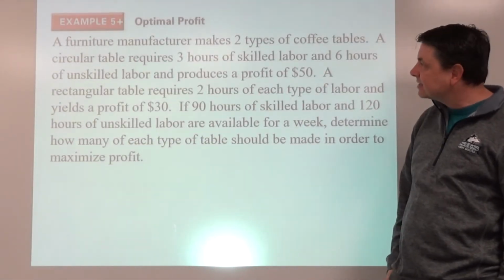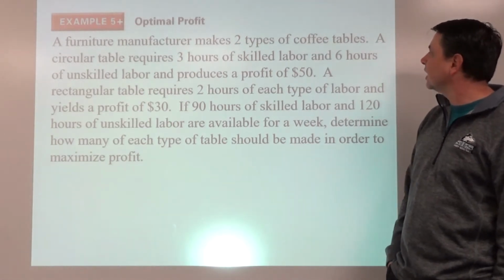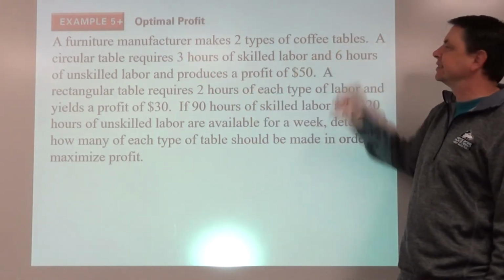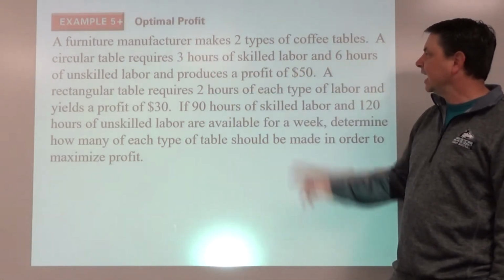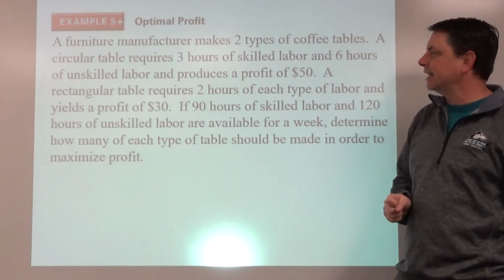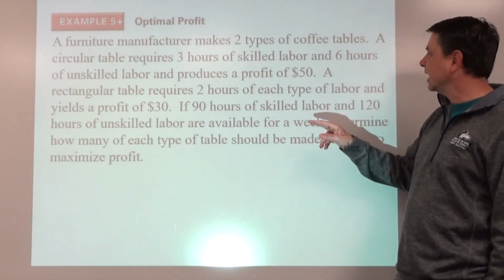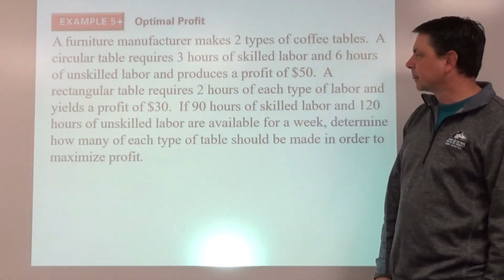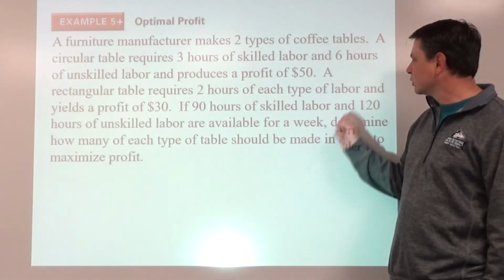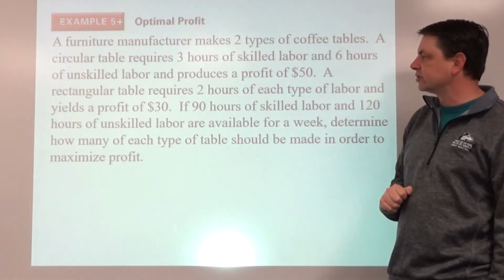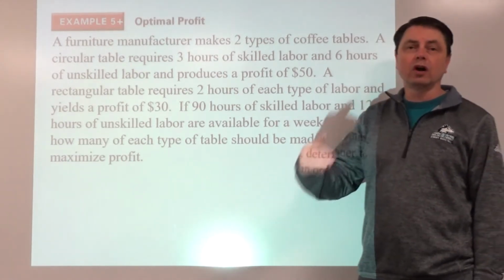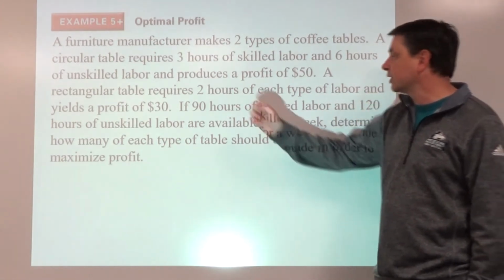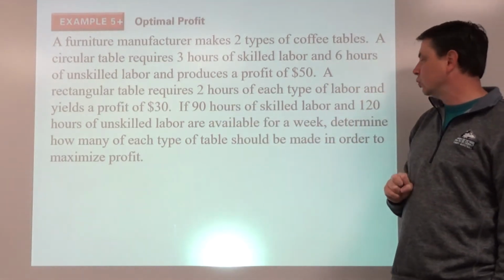Example 5. A furniture manufacturer makes 2 types of coffee tables, circular, which requires in the shop 3 hours of skilled labor and 6 hours of unskilled labor, and produces a profit of $50. A rectangular table requires 2 hours of each of the types of labor and yields a profit of 30. 90 hours of skilled labor are available, 120 hours of unskilled labor are available. Those are the constraints. Those are the limitations. So we've got an inequality for the 90 hours and another inequality for the 120 hours.